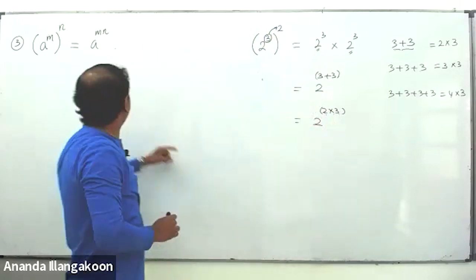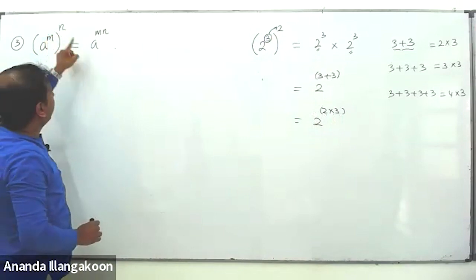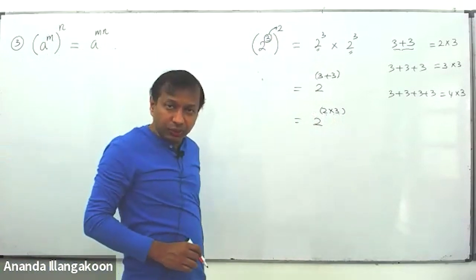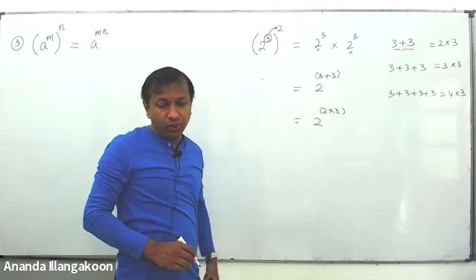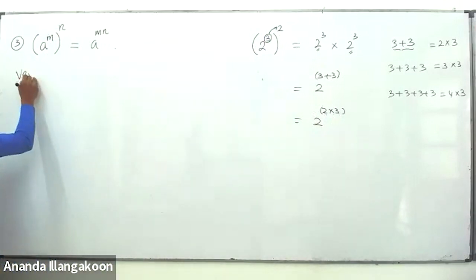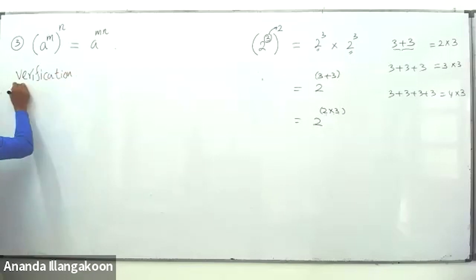Using that, we can say here a to the power m and whole to the power n, we can write as a to the power mn, product, like this. Understood? Okay. Now let's see how to verify this. Right. Write the verification.